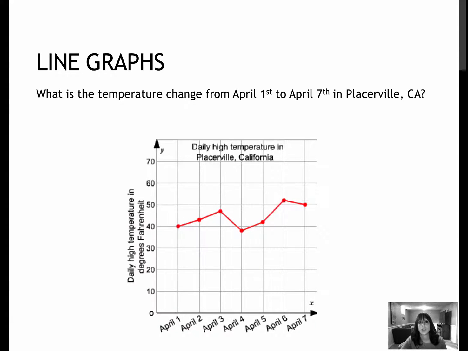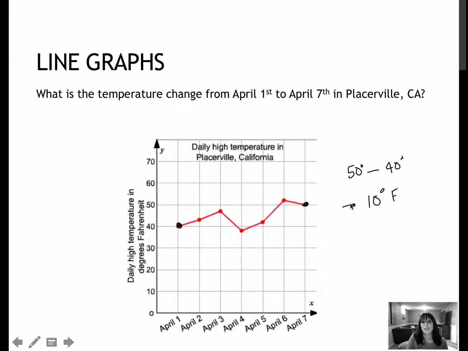What is the temperature change from April 1st to April 7th in Placerville, California, which, of course, the title tells us is what is being graphed here. So they're not saying find each temperature change. They're saying from the 7th to the 1st, using just those two data values, what is the difference in temperature? So April 7th, we had 50 degrees. April 1st, we were at 40 degrees. And so the temperature change is 10 degrees Fahrenheit.